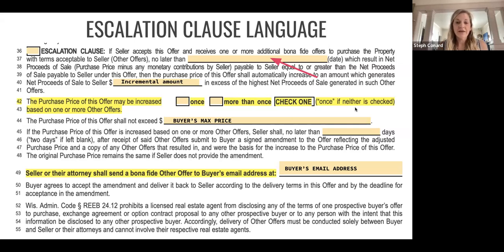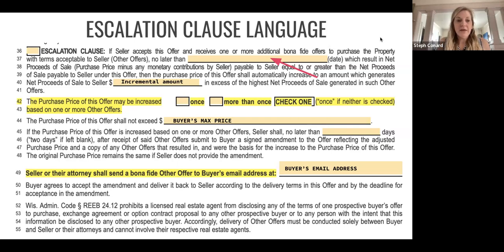And we can show you later examples on how it can be increased more than once. We'll show you how it stops when we're only given the ability to increase the purchase price once.